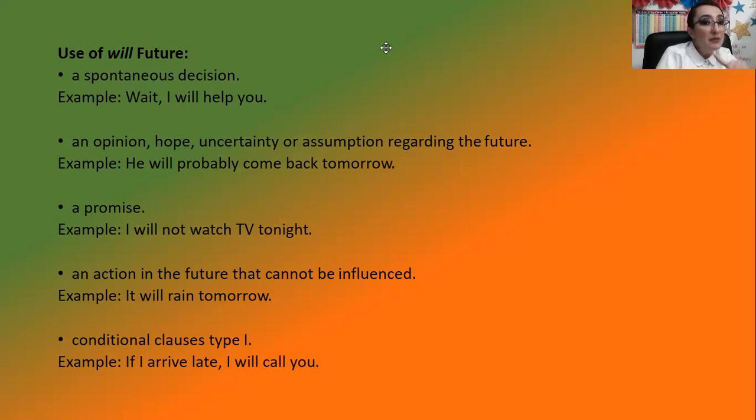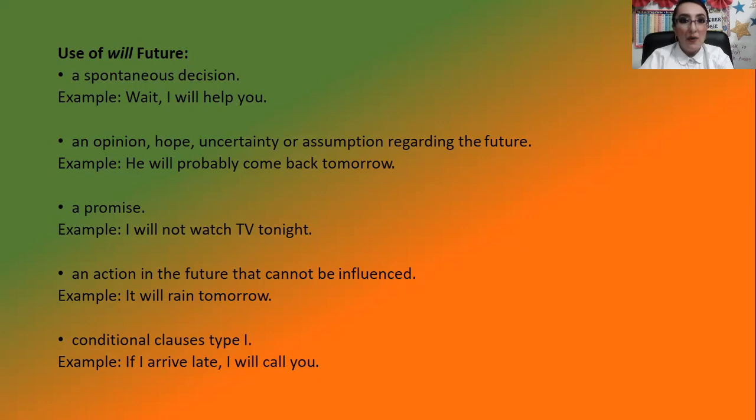And also, we are going to start talking about conditional clauses or conditional sentences. And let me give you this as a spoiler. We are going to be having the first conditional, or the conditional clauses type one. If I arrive late, I will call you. If I study, I will pass the exam. Oh, that is going to be the first conditional, where we are going to be making use of will.